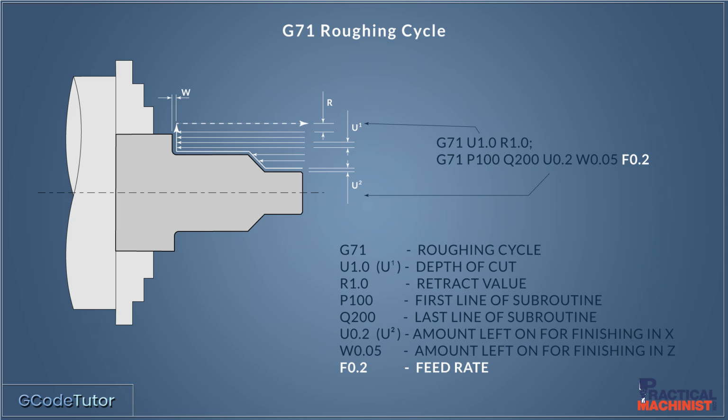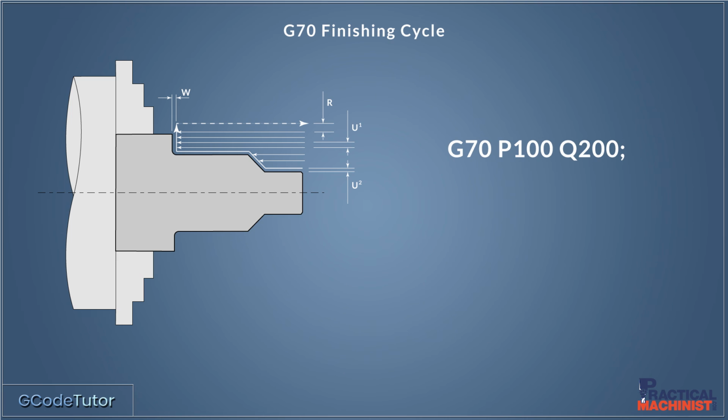Now, as we spoke about the subroutine, we can recall the subroutine for our finishing cycle, and this gets even easier. We just use G70 and then issue the start P number of the subroutine and the finish Q number. So during our finishing operation, we simply give this line of code, and the machine will follow the contour of the pre-written profile, and this saves us time of rewriting the profile again for the finishing cycle.